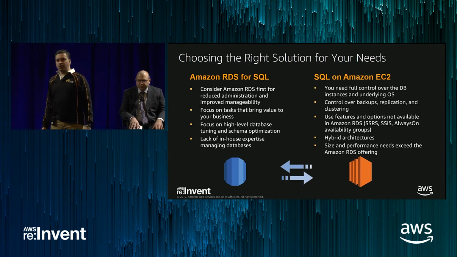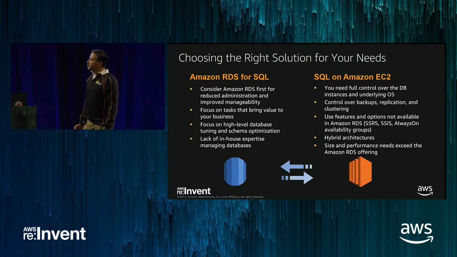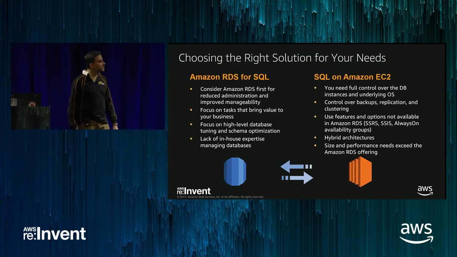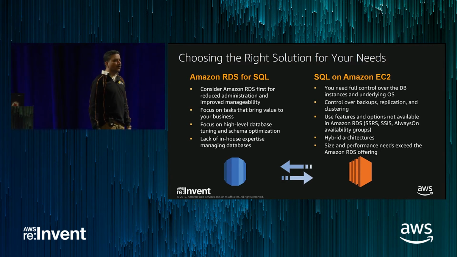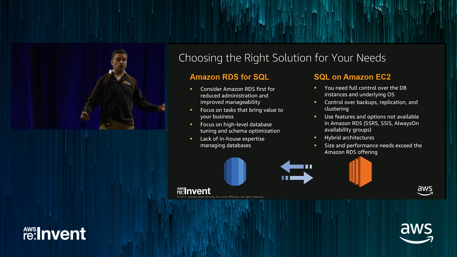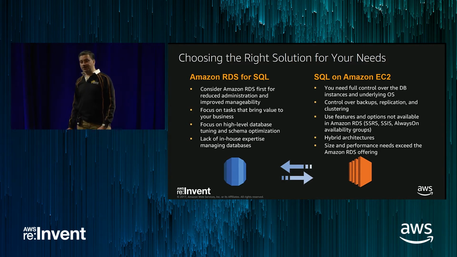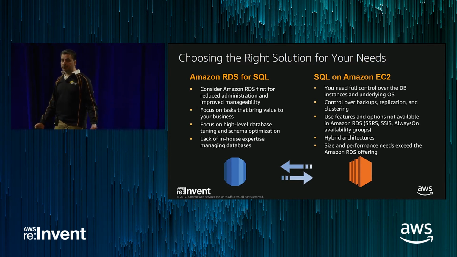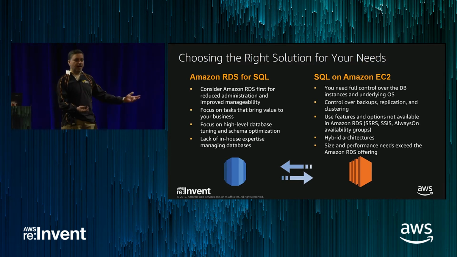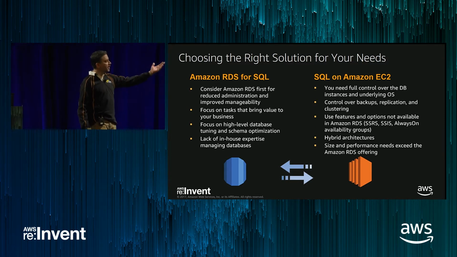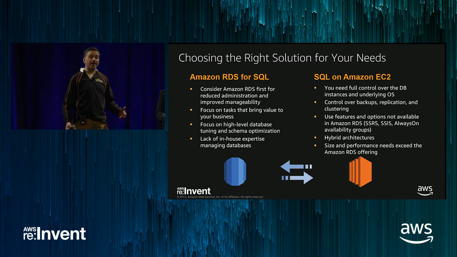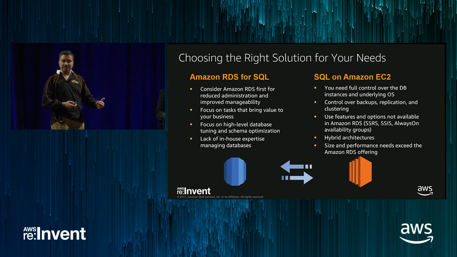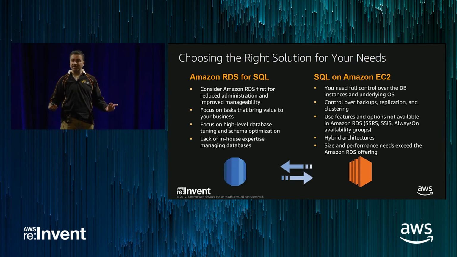Obviously, you might want to consider running SQL on EC2 for some of the reasons mentioned there. If you want full control of not only the database, but also the underlying operating system for whatever reason, EC2 is there. When you're running SQL on RDS, you lose some of the control, in terms of not being able to RDP into the underlying instance operating system. So you won't have operating system access.